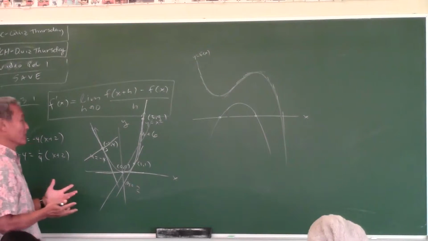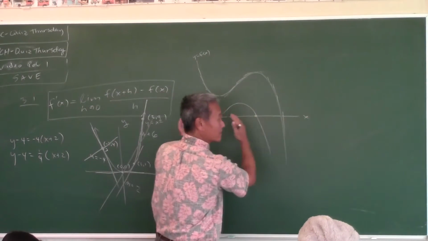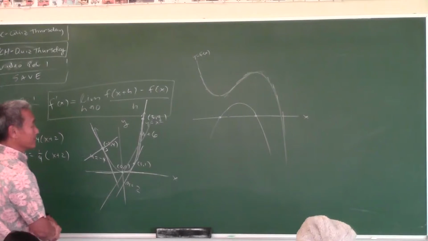So the easiest thing to do is find out first where the slopes are 0, and then look at the regions, you know, to the left and the right. It's quite easy.